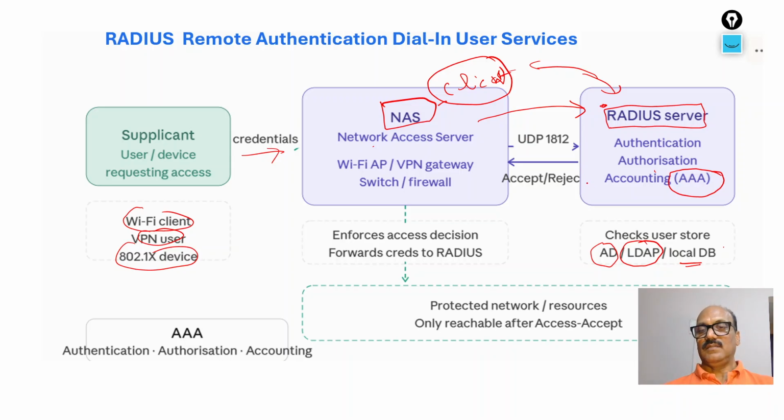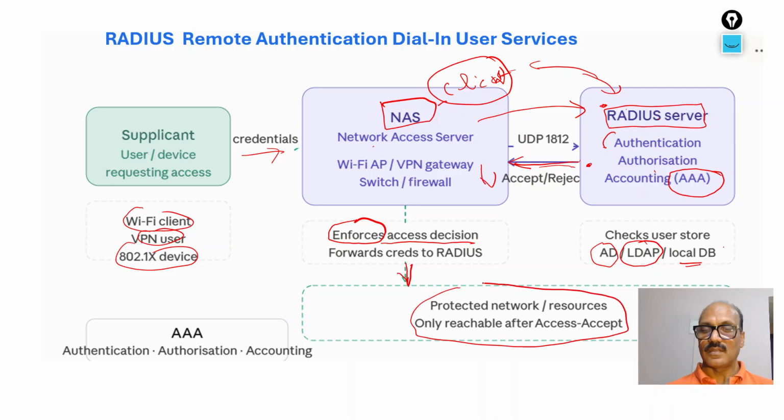Based on its validation, it will accept or reject. If it is accepting, then the NAS is more of an enforcer. It enforces the access decisions of the RADIUS server. That's why it enforces the access decision. And once it does that, only then does it allow access to the protected resources. Okay, that is how this entire RADIUS works.